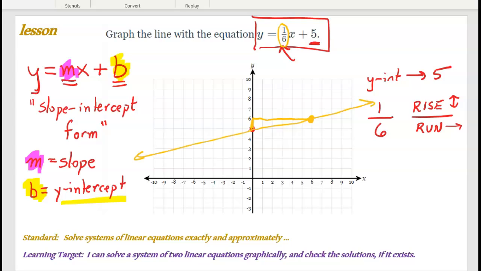So there's my line. Just to recap, a quick review. We start with 5 on the y-axis, and then the slope is rise over run: up 1 over 6, boom, up 1 over 6, boom. Find as many points as you want on your line and draw your line. So this line represents this equation, and this equation represents this line. All right, let's do another example.